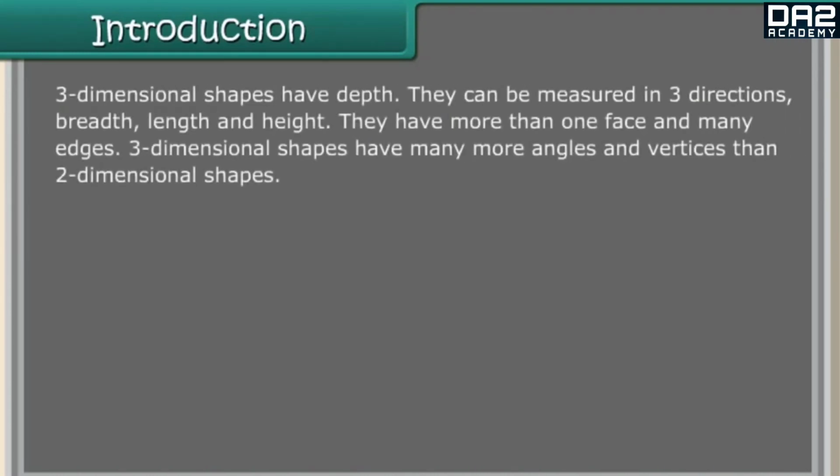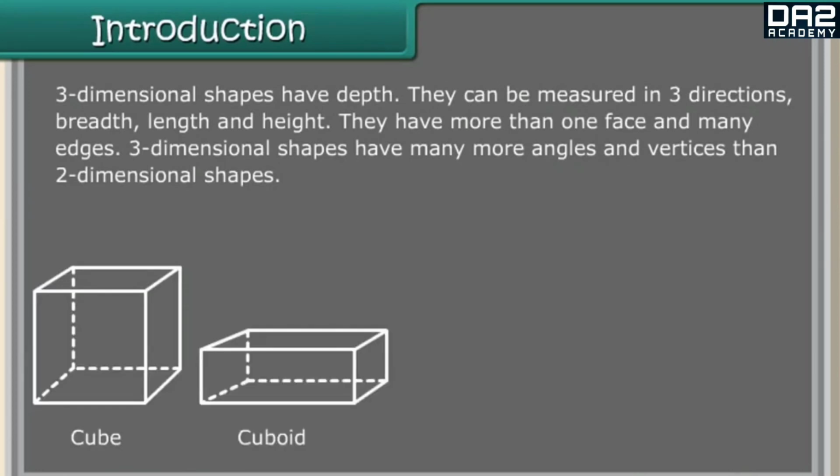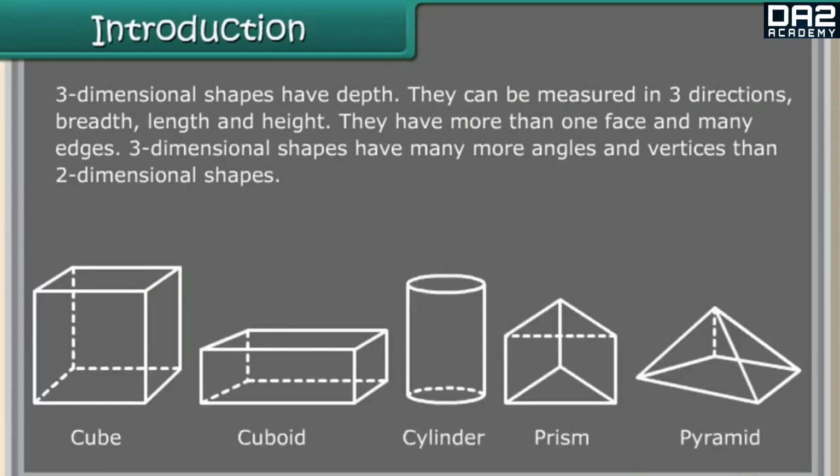Three-dimensional shapes have depth. They can be measured in three directions: breadth, length, and height. They have more than one face and many edges. Three-dimensional shapes have many more angles and vertices than two-dimensional shapes, such as cube, cuboid, cylinder, prism, pyramid, etc. Two-dimensional shapes, three-dimensional shapes.